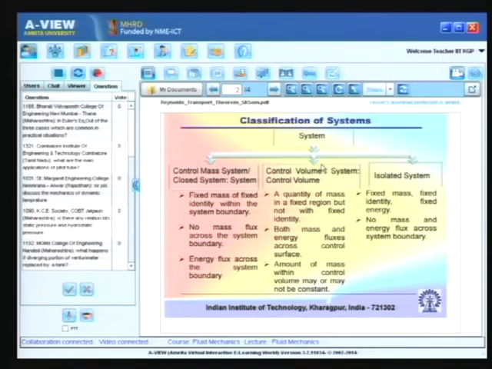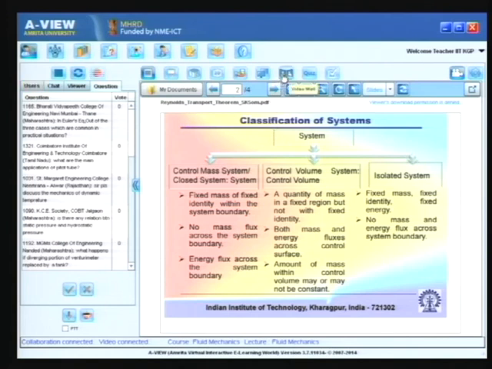The participants to this session, afternoon session, where we will discuss Reynolds transport theorem, introduction to Reynolds transport theorem. So, at the outset, I will tell you, before going to the Reynolds transport theorem, classification of systems. We should know first these things as a prerequisite for studies of mechanics of fluids.